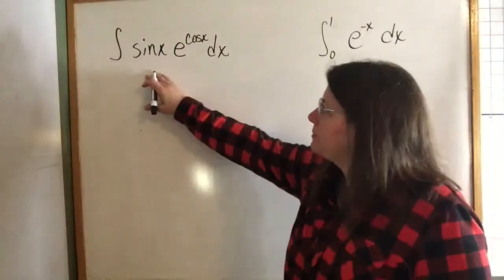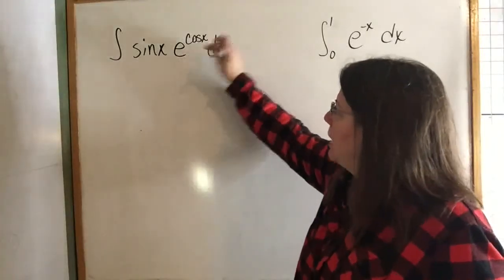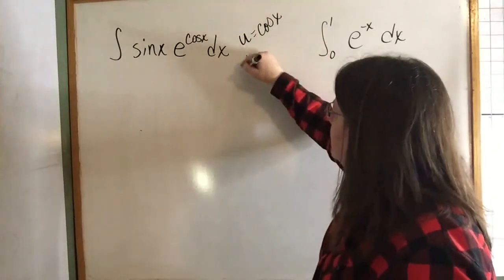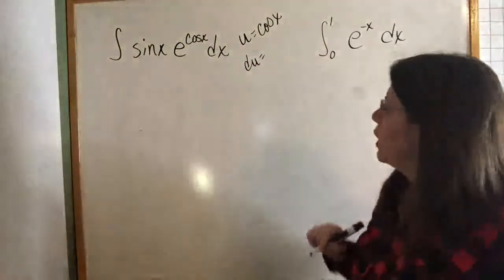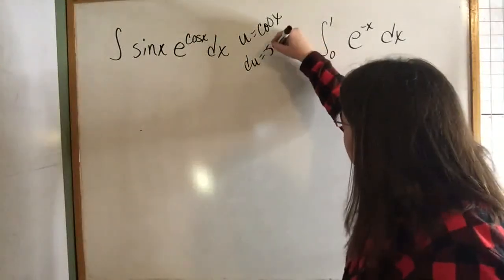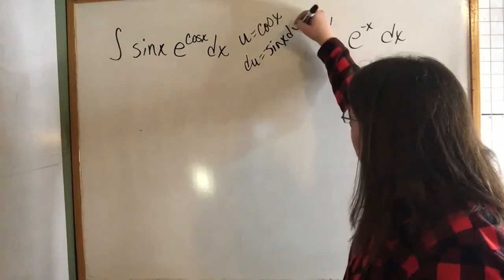For this one, I've got e to the u. I'm going to let u equal cosine x. So du is the derivative of cosine x. Well, the derivative of cosine is negative sine. So that's negative sine x dx.